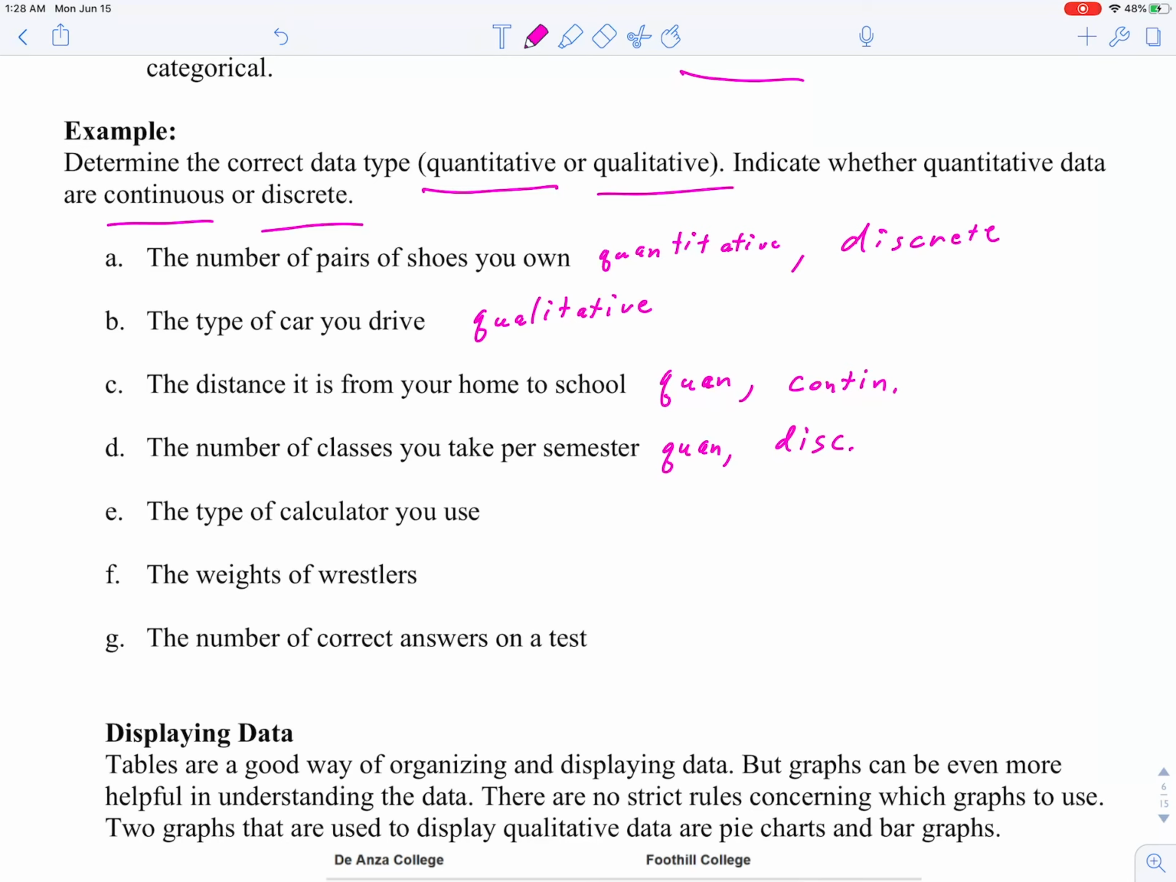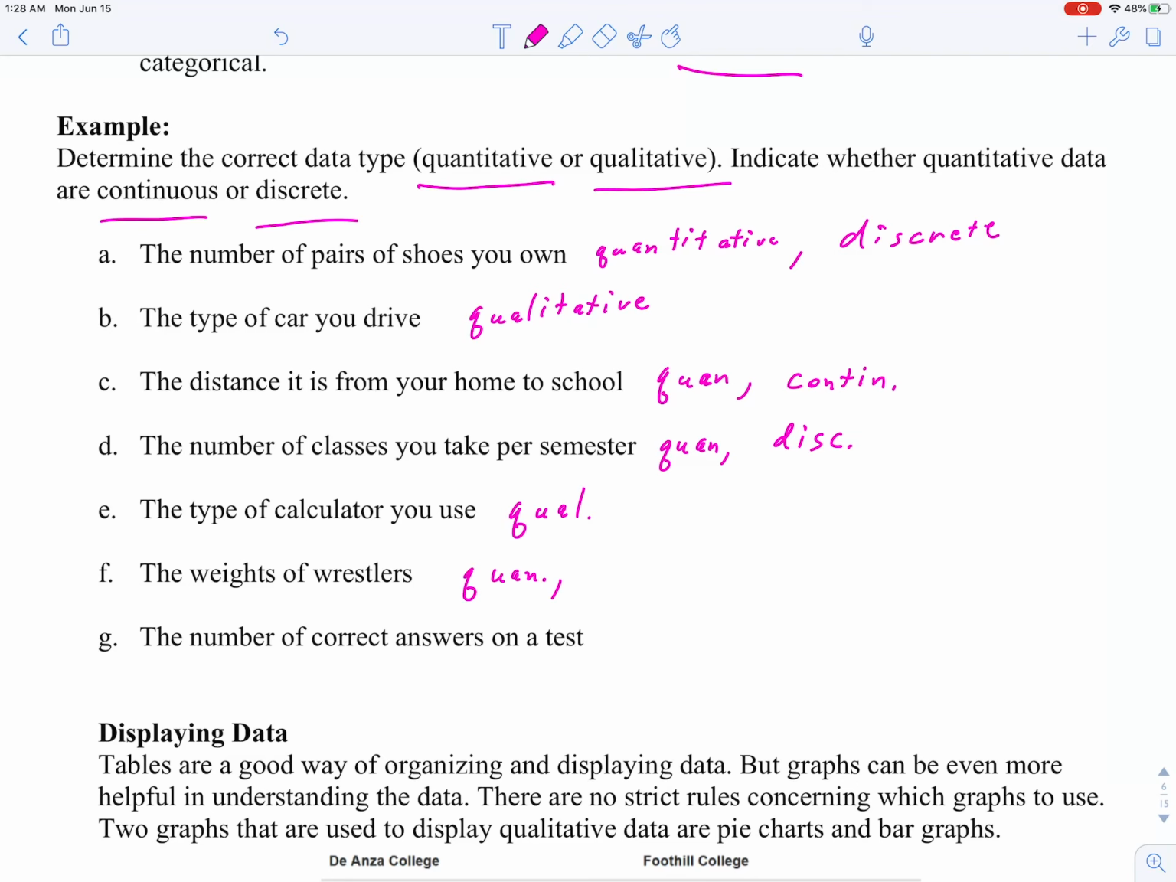All right. Letter E, type of calculator. So it's non-numerical, so that's qualitative. It's a quality of the calculator. The weights of wrestlers. Weight, definitely numerical, and something we can measure. So again, that's quantitative. And in this case, since we can measure it, it's continuous.